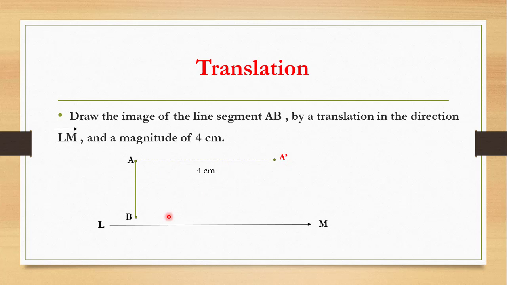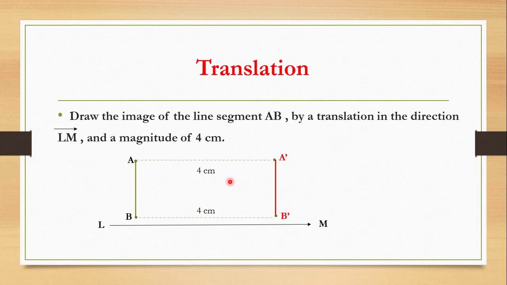Let's move to point B. Also draw a parallel to LM, measure 4 centimeters and put a new point, which is B dash. B dash is the image of B. Now let's join A dash with B dash. This is the image of AB. So the image of AB is A dash B dash.